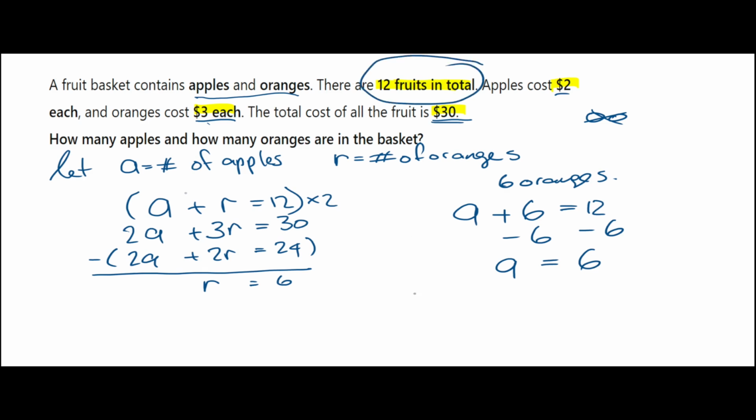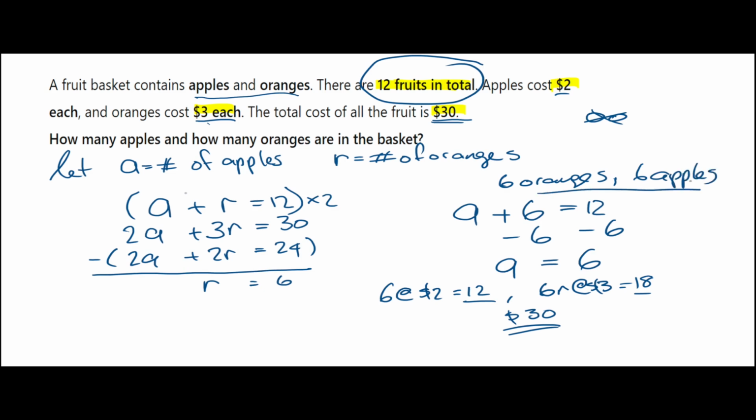And let's test it. If we bought 6 apples at $2 each, that would be $12. And if we bought 6 oranges at $3 each, that would be $18. $12 plus $18 is $30. So our answer is there are 6 oranges and 6 apples. That's our final answer.